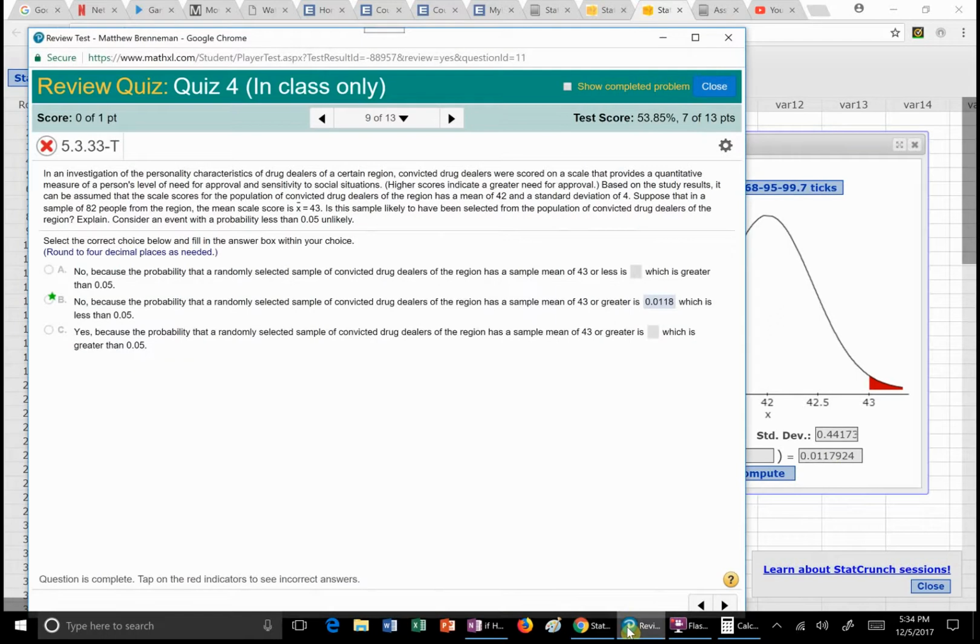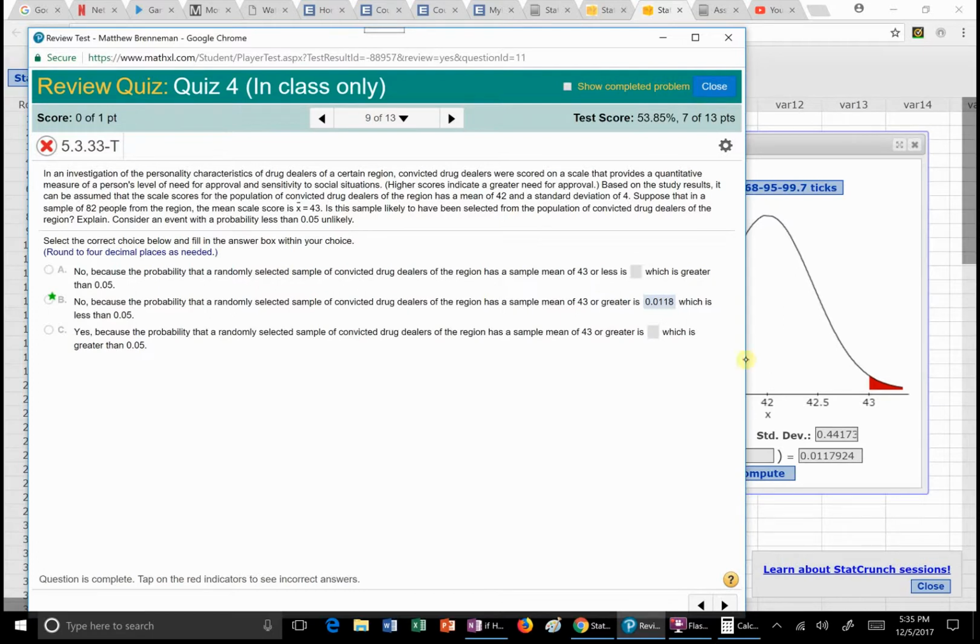Okay. So is it likely? So notice that, okay, they're just testing to see if it's greater. Let's see. So we know automatically we're going to reject because the p-value, even if we multiply by 2, is going to be less than 0.05. So let's look at the options, okay? No, because the probability that a randomly selected sample of convicted drug dealers has a sample mean of 43 or less. Well, we wouldn't be testing that. We'd be testing the upper tail. So that's not a possibility. Is it likely they come from those regions? Well, we know the answer is going to be no. So we automatically know it's B.